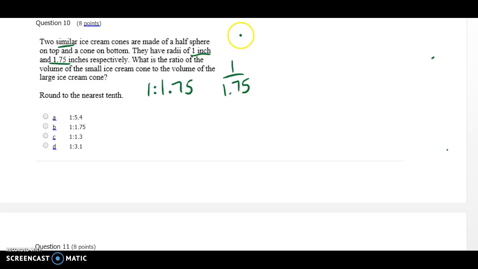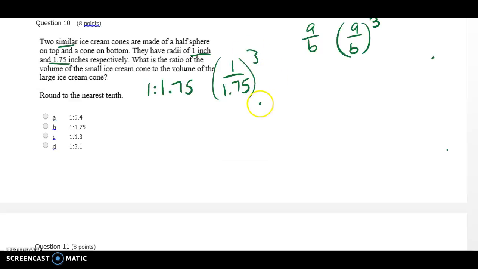Right, well, to go from the ratio of our dimensions, and we always put it A over B, to the ratio of our volumes, well, that's just A over B cubed. Okay, so we just take that number, 1 over 1.75, and cube it.